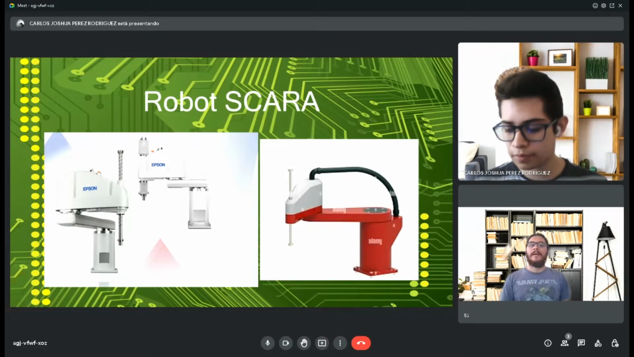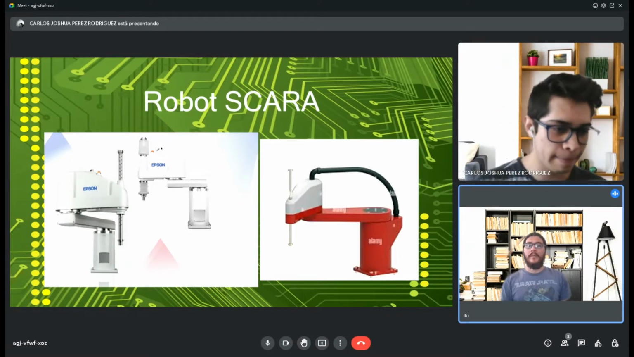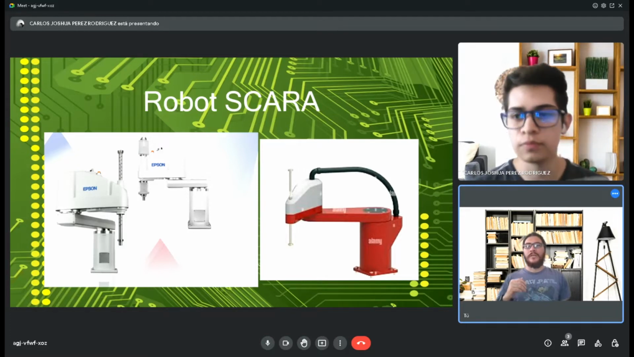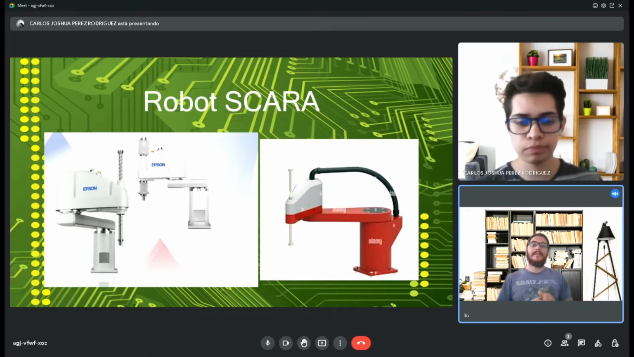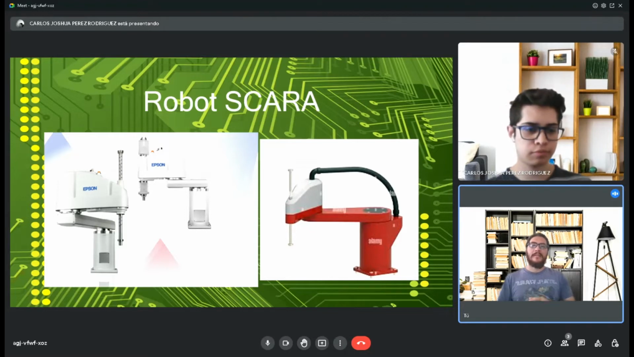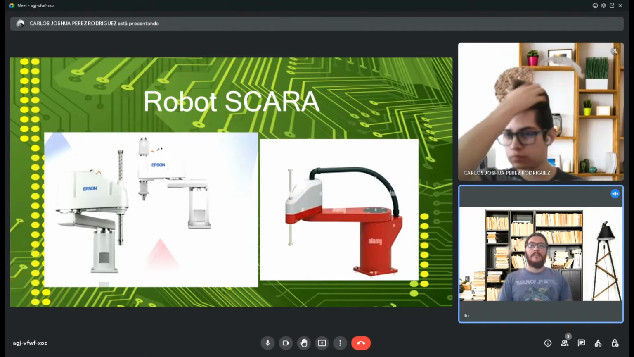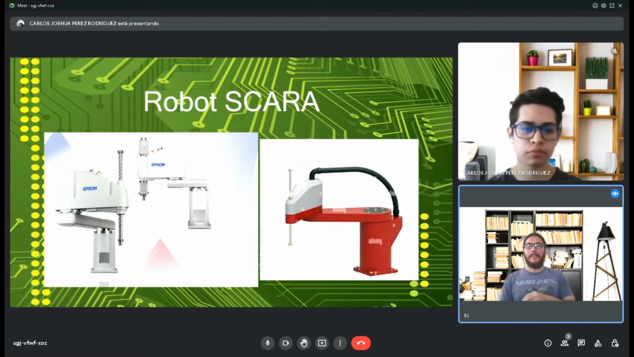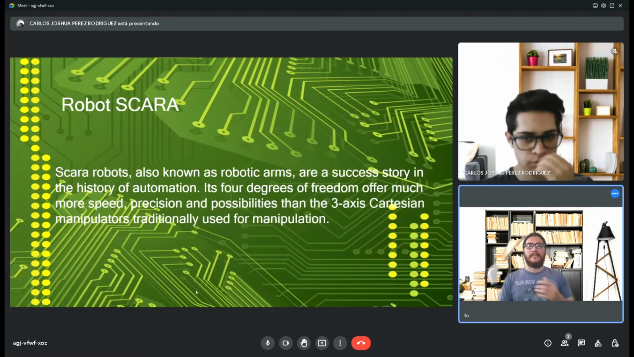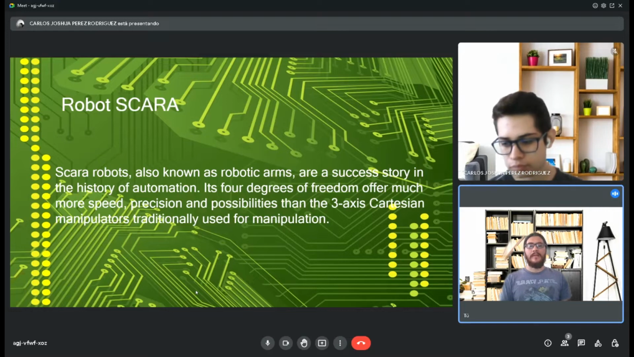SCARA robots. Let's start with the question, what is a SCARA robot? SCARA robots are extremely versatile robots that started out for working at high speed in pick and place, and expanded their applications in the industrial automation of the food and pharmaceutical sectors.